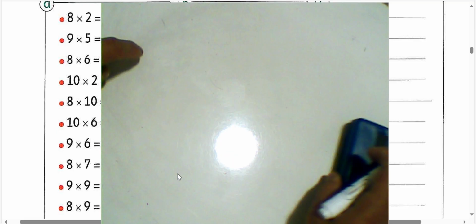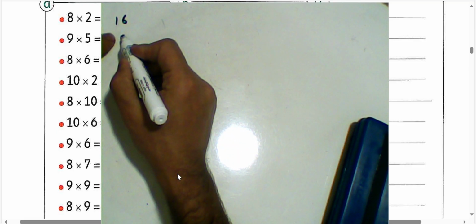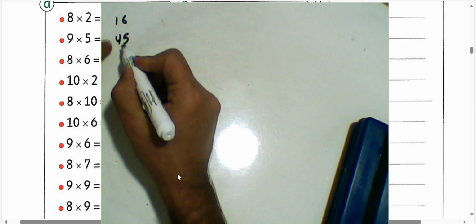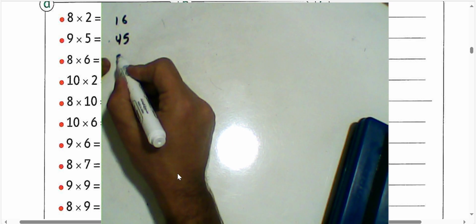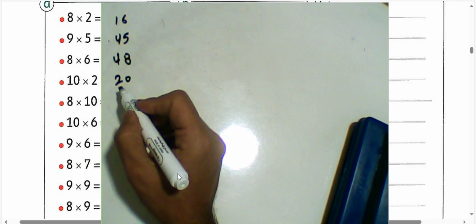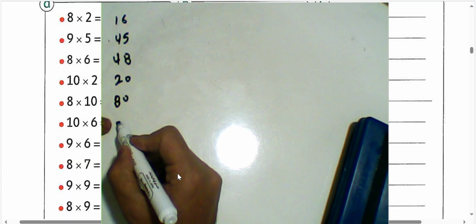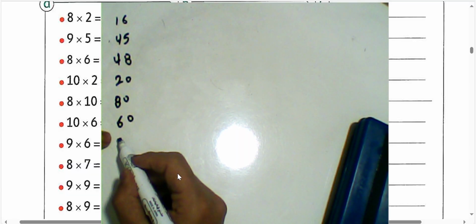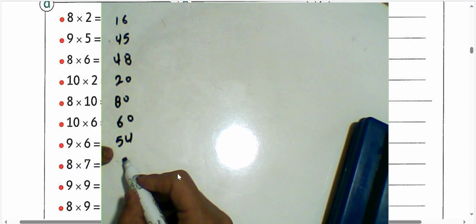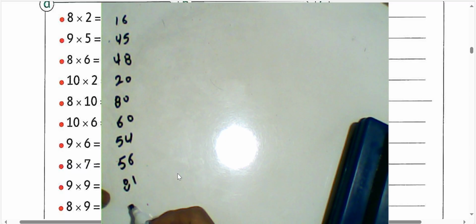First question. 8 plus 8 equals 16. 5 times 9 equals 45. 6 times 8, 48. 2 times 10 equals 20. 8 times 10 equals 80. 6 times 10 equals 60. 6 times 9, 54. 7 times 8, 56. 9 times 9, 81. 8 times 9, 72. Okay?